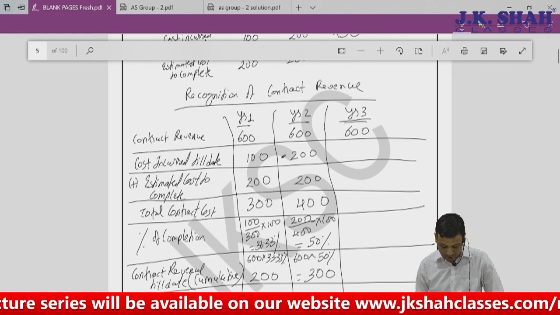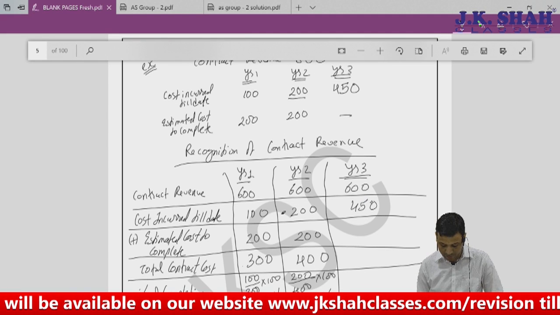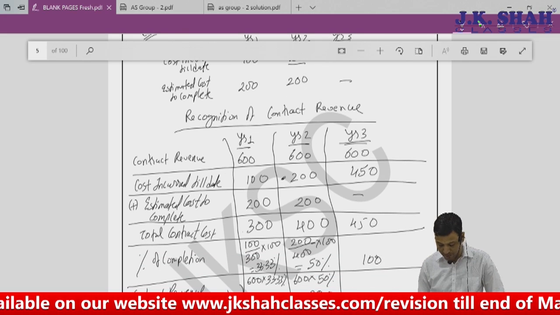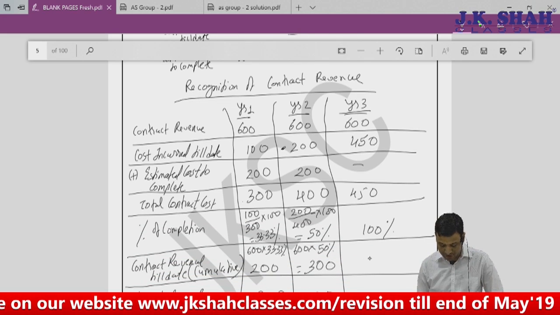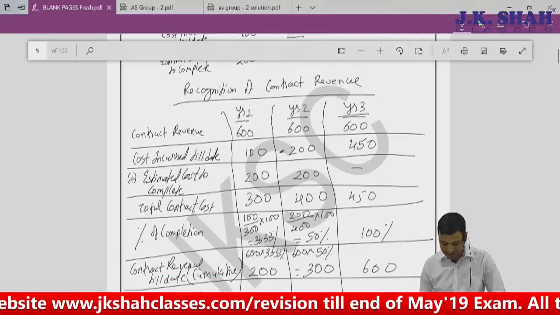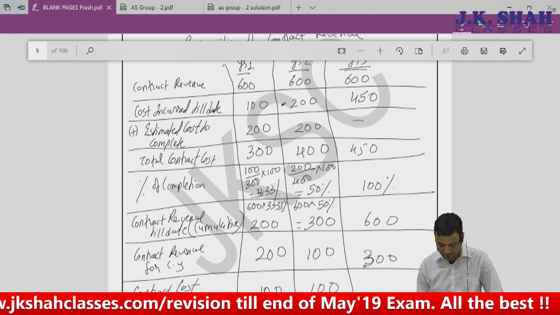Third year. Cost incurred till date 450. Of course there will be no future, so 450. So the percentage of completion is 100%. The whole 600 will be recognized. So what is the revenue for the current year? So 600 minus 300, it is nothing but 300 is the revenue for current year.